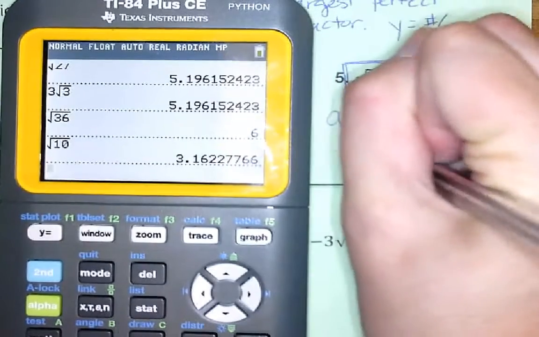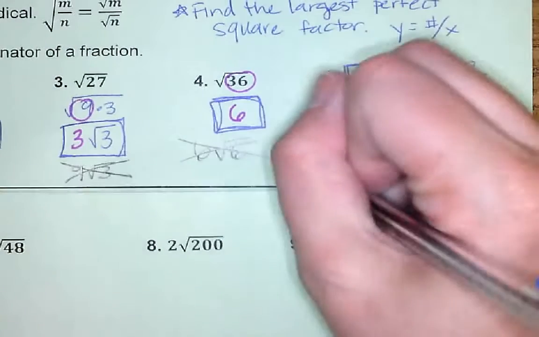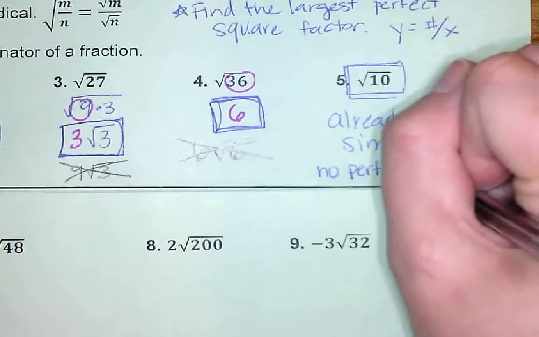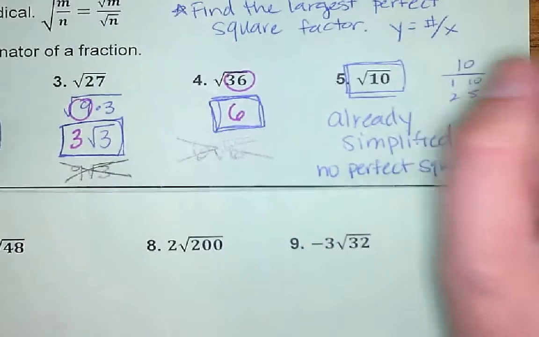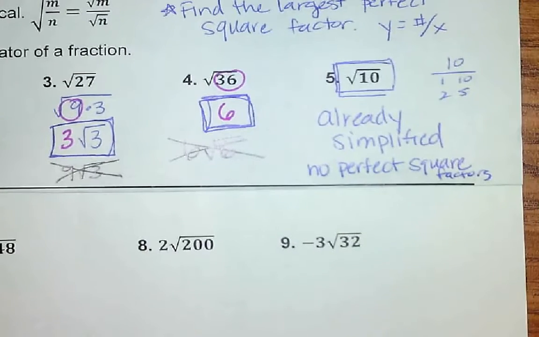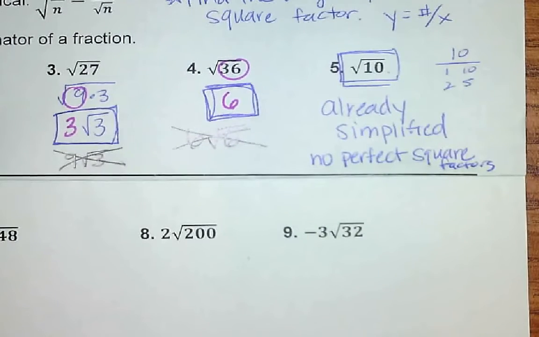That one is already simplified because there are no perfect square factors. If there are no perfect square factors, then you are already simplified. Okay? Some of my most annoying already simplified ones: square root of 10 is already simplified. But 10, because it's an even number, it just feels like you should simplify it more. I don't know if anyone else feels that way. Like you're like, no, I can do something else with it.